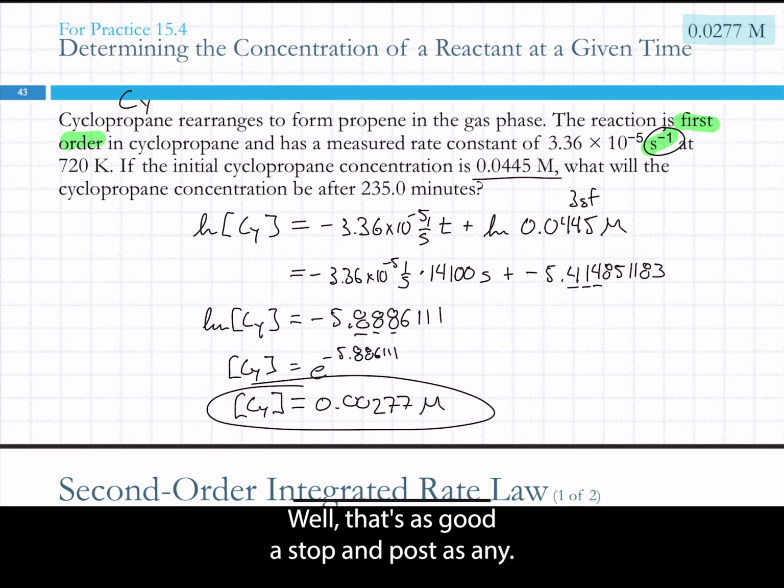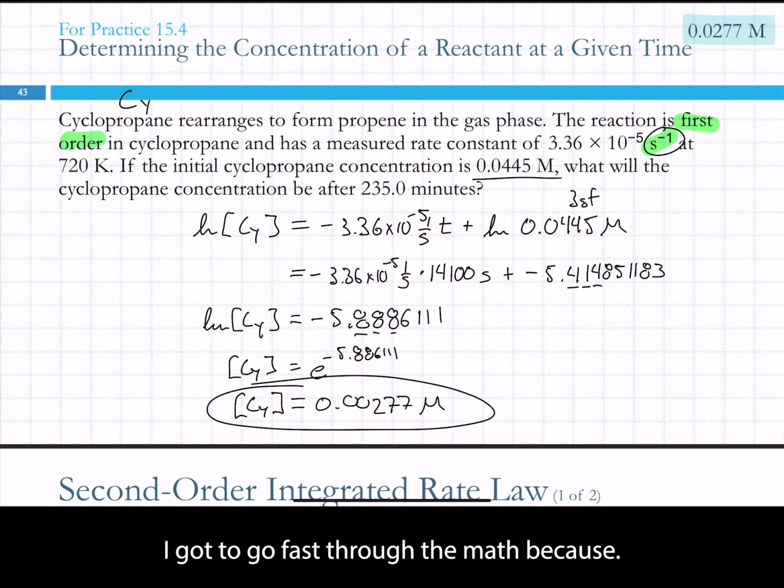Well, that's as good a stopping place as any. Any questions? I got to go fast through the math because I was expecting to be on like slide 72 or something today. That's okay. We'll figure it out.